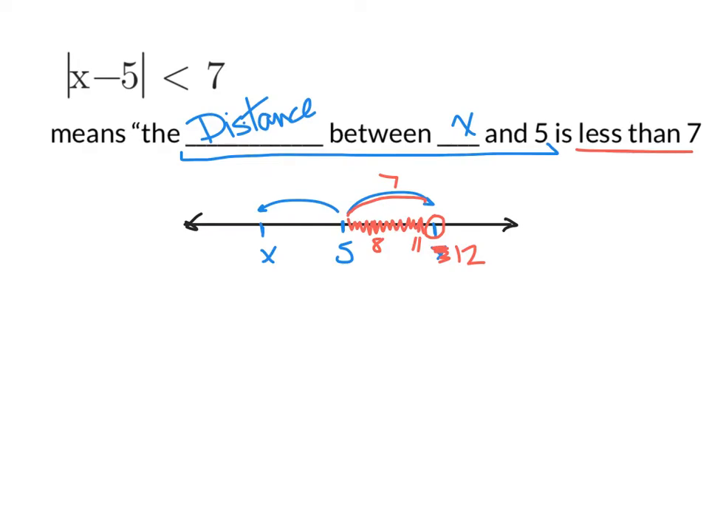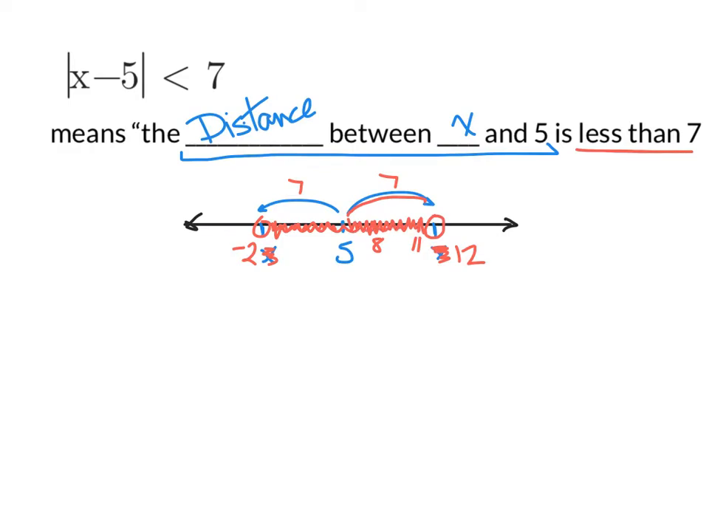Same thing when we go to the left. I want the distance between x and 5 to be less than 7. So if I went out 7 units, I would be down here at -2. And I want the distance between -2 and 5 to be less than 7. So it can't be at -2, but it can be all those numbers that are closer to 5. So we're really talking about this situation.